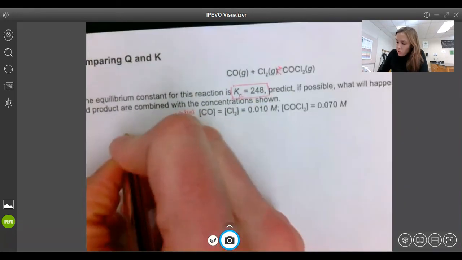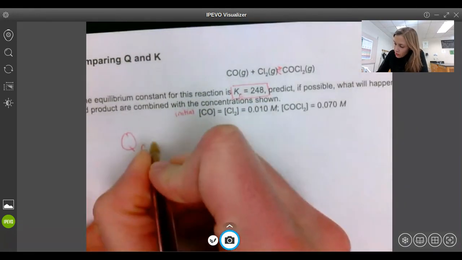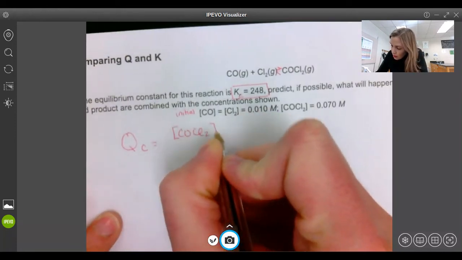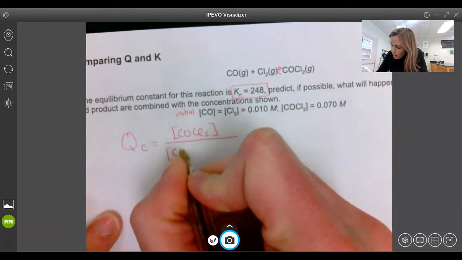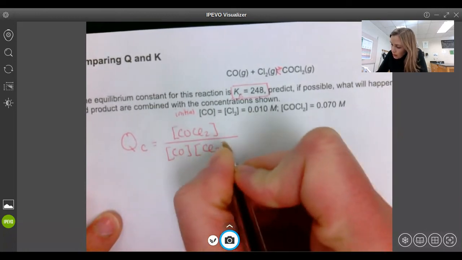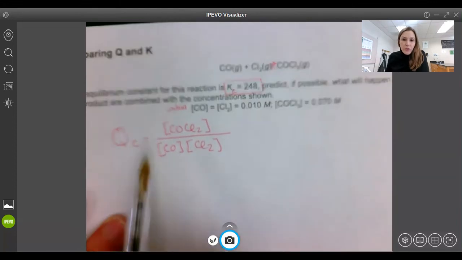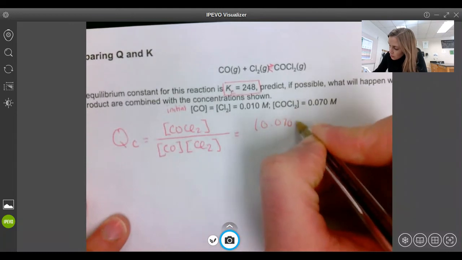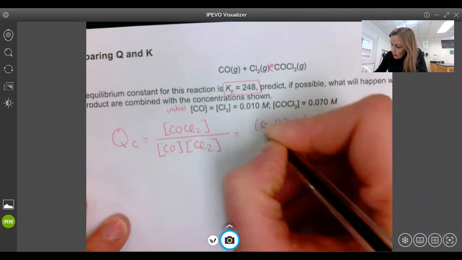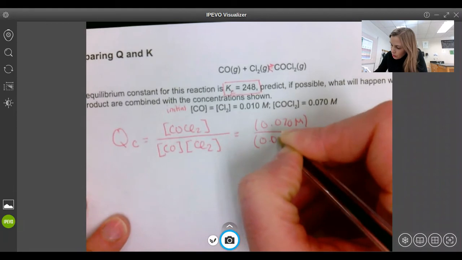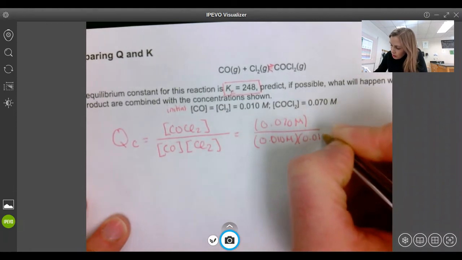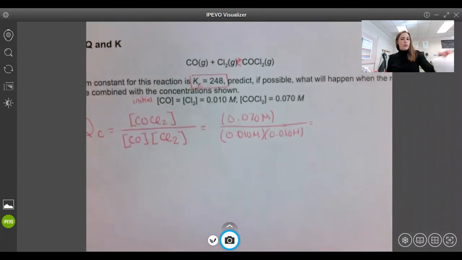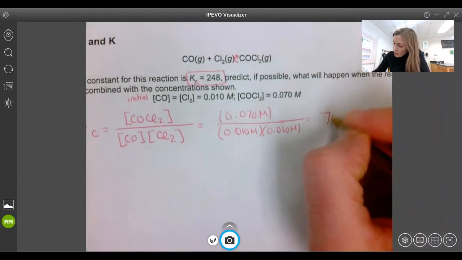Okay, so that means I'm going to be using Q. And I'm going to use QC based on them being concentrations. So if I set up my equation, I'm going to have the concentration of my product over the concentration of my two reactants. They all have a coefficient of 1, so they're all raised to the power of 1. I'm simply just going to plug my values in. All right, so when you solve that, you are going to get in your calculator 700.